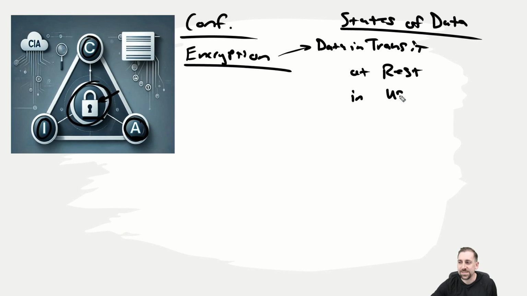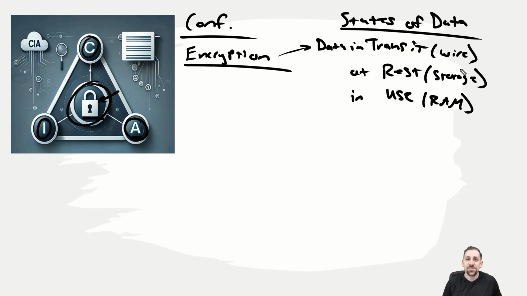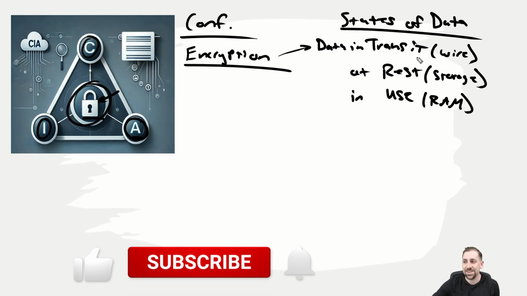We don't necessarily always think of data in use, but this is typically data in RAM. Data at rest is data in persistent storage. And then I'll say this is data on the wire. And so interestingly enough, we can apply these concepts to the states of that data as well. So we could encrypt the data in transit.